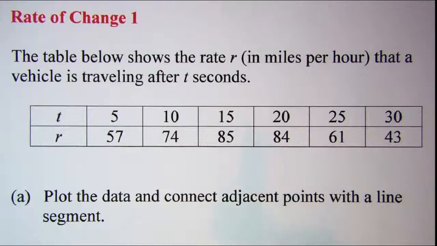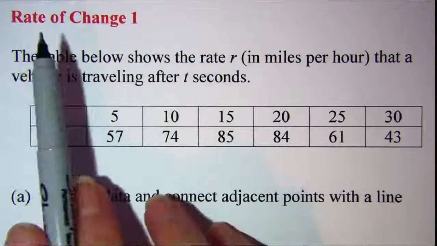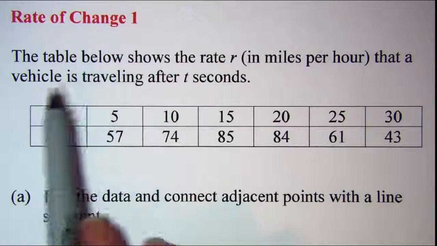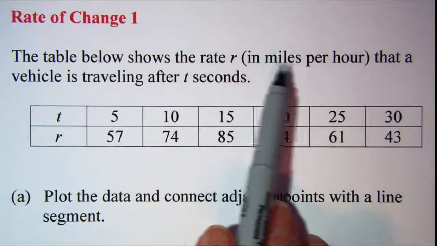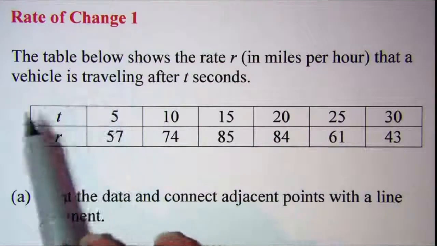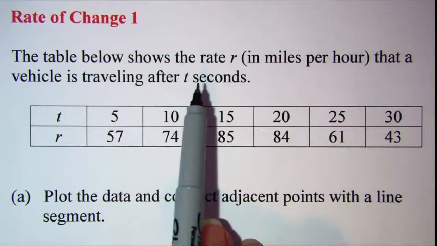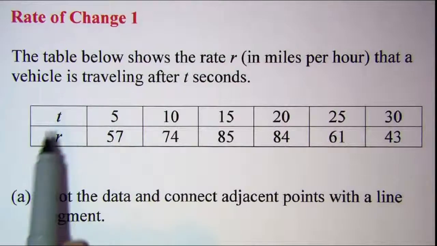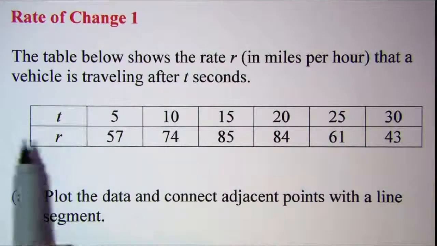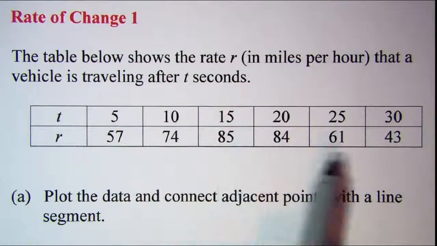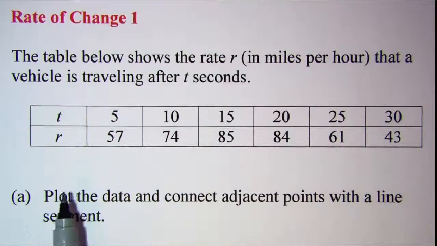In this video, we'll be doing a problem that involves rate of change. The table below shows the rate, r, in miles per hour that a vehicle is traveling after t seconds. Notice t is given here in the top row, and r is the second row. The first thing that we're asked to do is plot the data and connect adjacent points with a line segment.